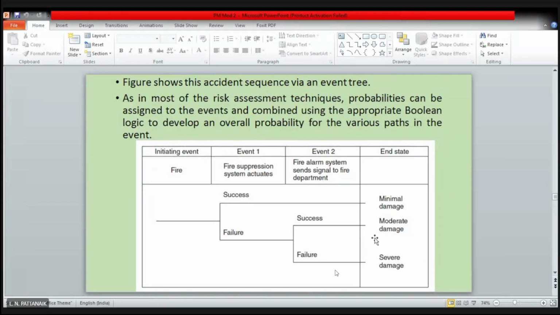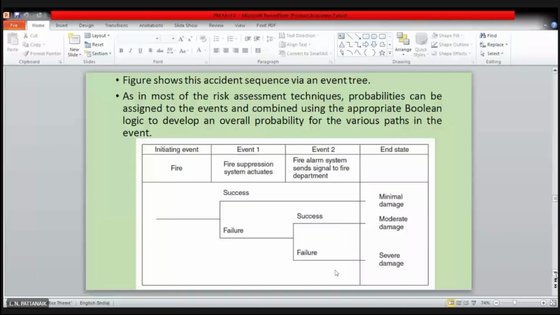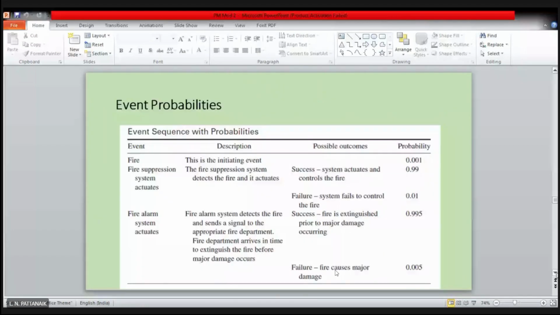I think there is another slide for this same problem, but with probabilities. Now let us attach some event probabilities to this problem. The events are in the leftmost column, and the probability in the rightmost column. What is the probability of fire taking place in your plant? There must be a probability. This is the initiating event, and the probability is 0.001. That is the probability that fire will happen. Of course, it is a very conservative value.